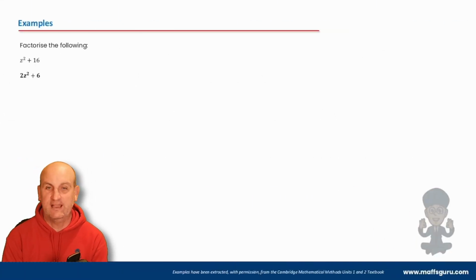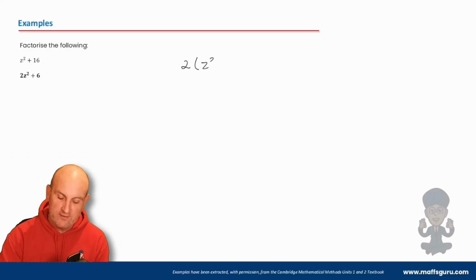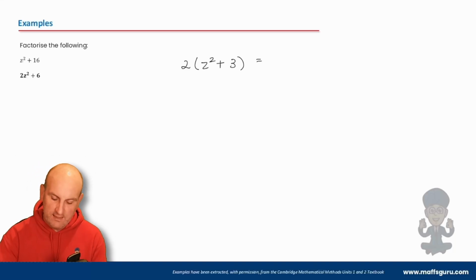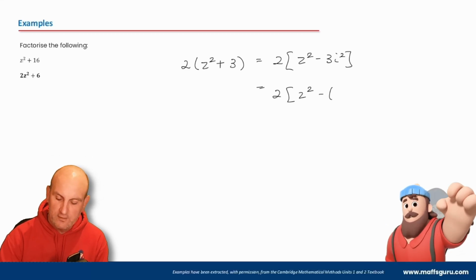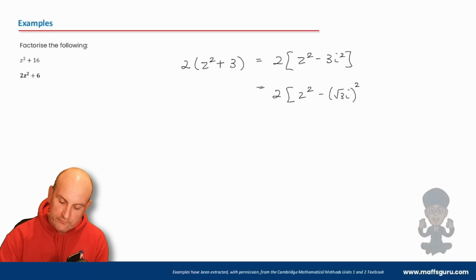Well, what about this one here? Again, no different from the tricks we employed in previous years. Whenever that's 2z squared, I'm going to take 2 out as a factor. So it's going to be 2 in brackets (z squared plus 3). Now that's going to become 2 lots of z squared minus (i root 3) all squared. And therefore we get 2 lots of (z minus i root 3) and (z plus i root 3). All right, and there we go.